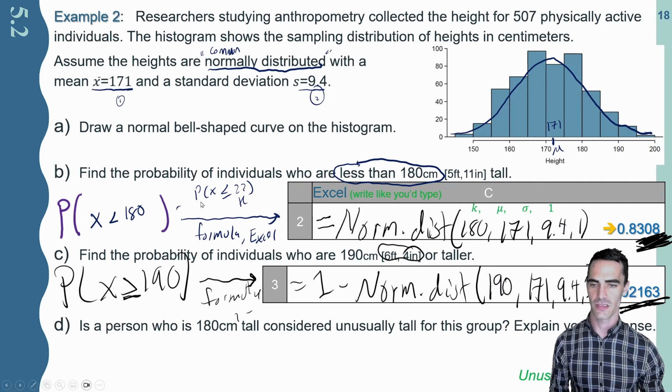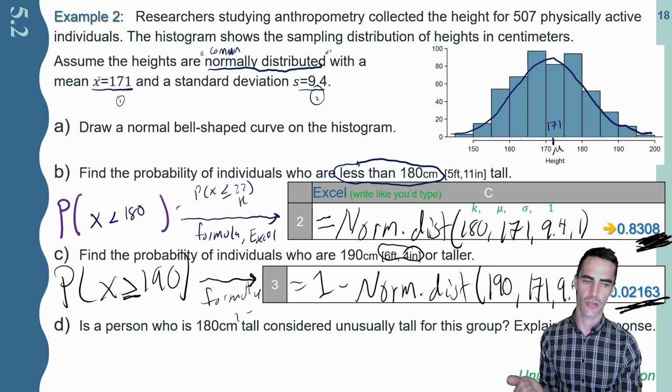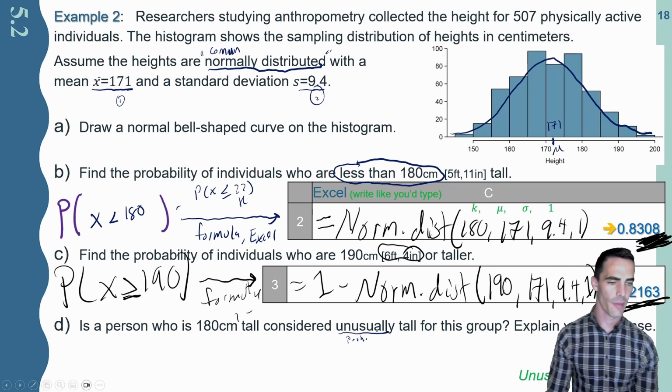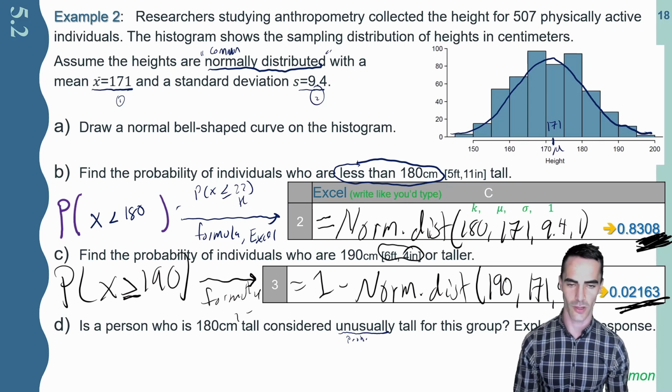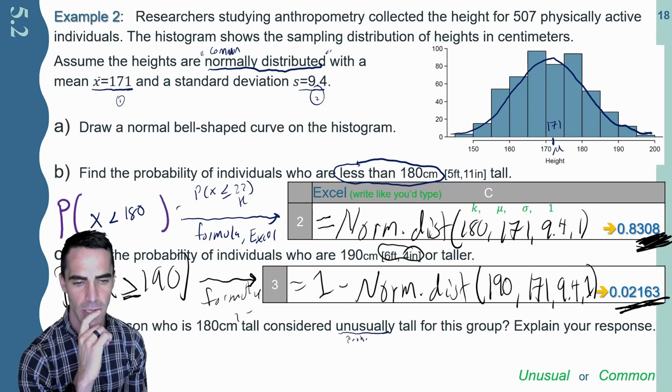In order to answer the next one, let's actually pull up PowerPoint to see if we can answer properly. Down over here it says, is a person who is 180 centimeters tall considered unusually tall for this group? Whenever we hear words like unusual, we should think of, well, we can quantify that, can't we? That's exactly what probability is all about. Make sure we explain our response. To do so, let me slide over here. So is a person that tall unusual?